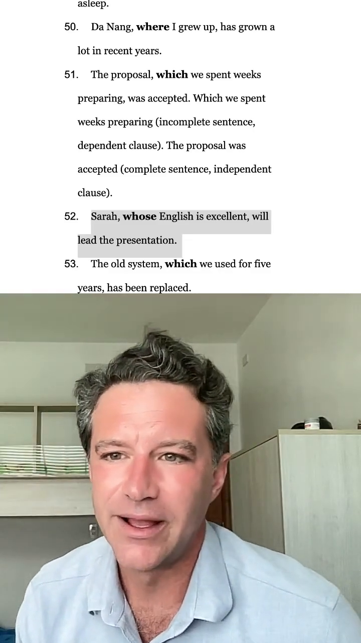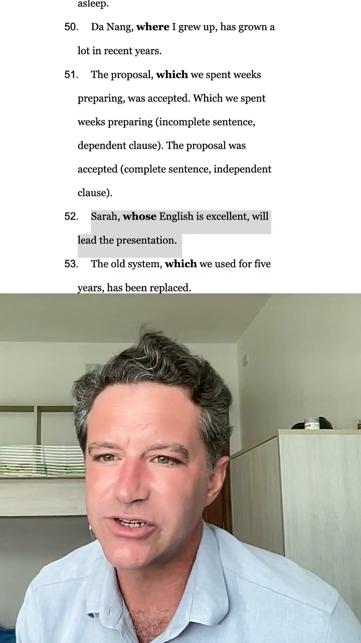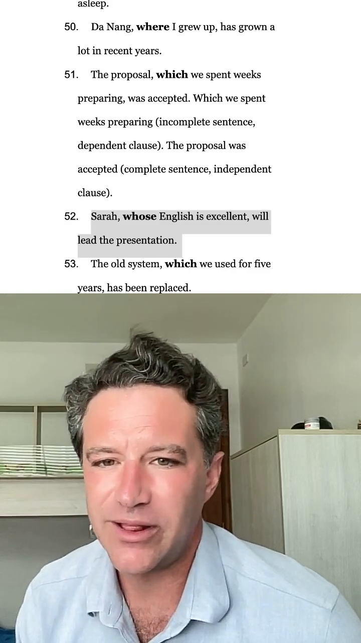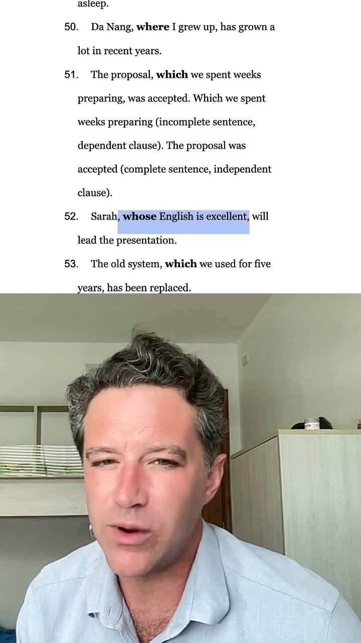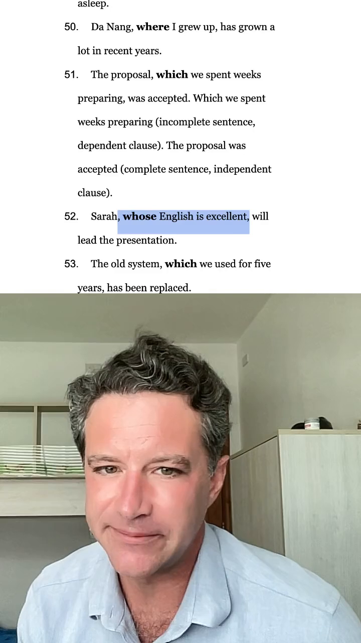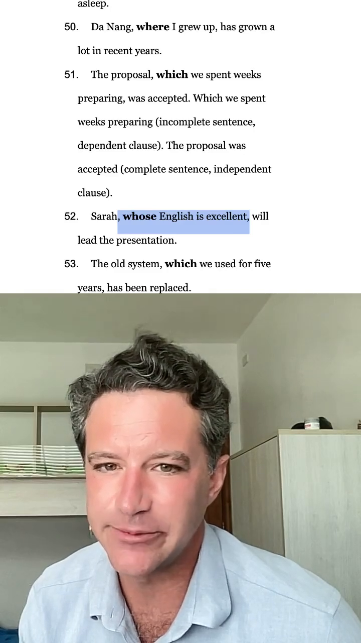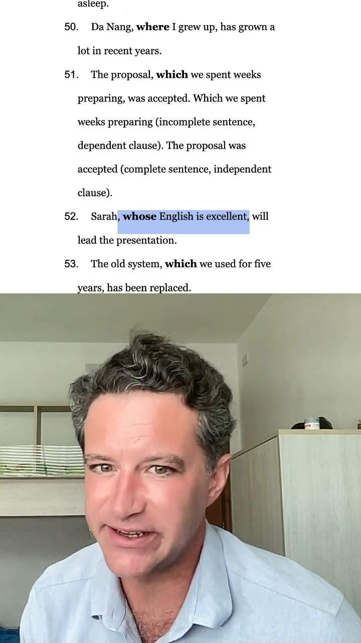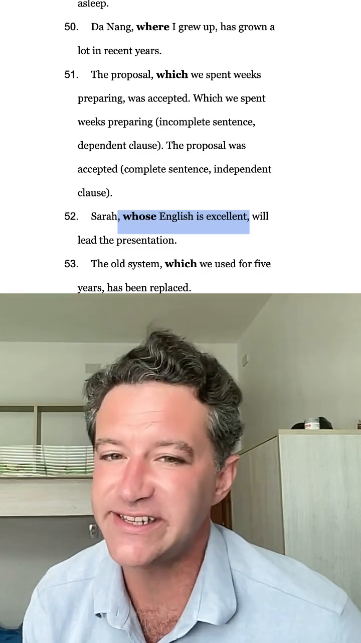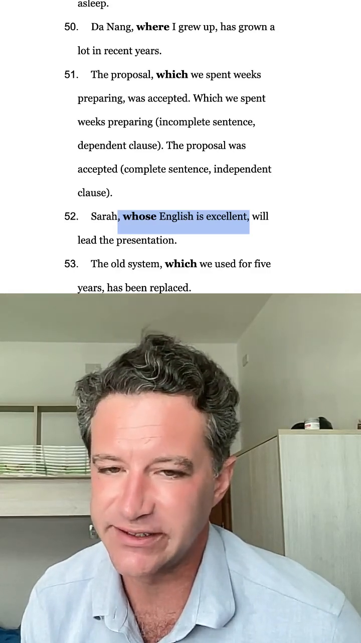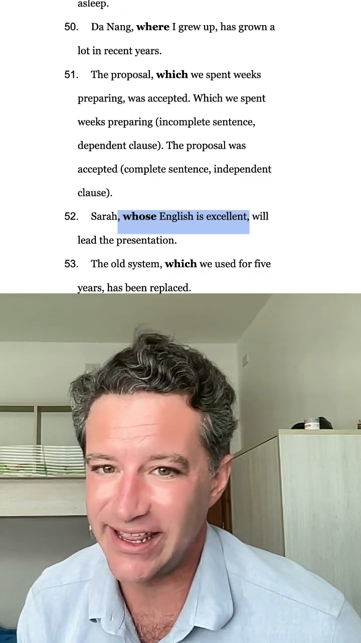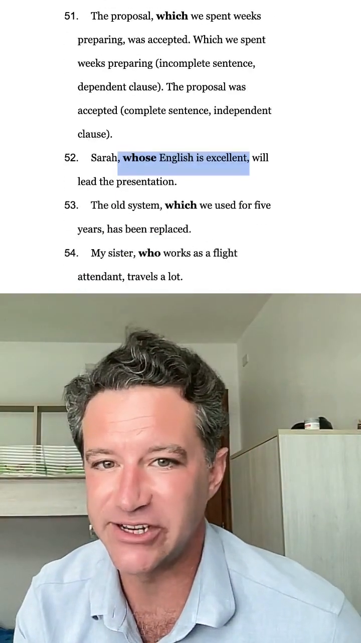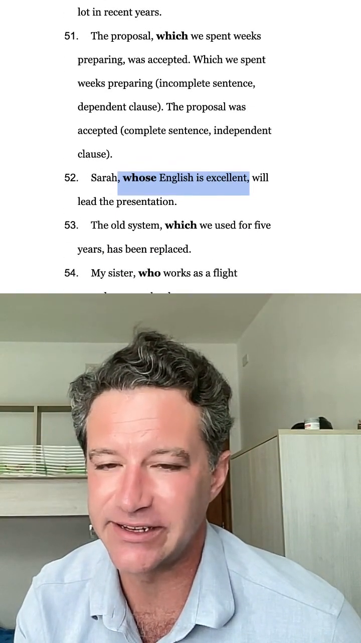Whatever. Anyway, where and when should a comma be introduced into a sentence? Well, I've said it many times, I'll say it one more time. You need two commas here because this is a dependent clause, because it cannot be a complete sentence on its own. If I only say, whose English is excellent, and it's not a question, it is an incomplete sentence. But Sarah will lead the presentation is a complete sentence. It is an independent clause.